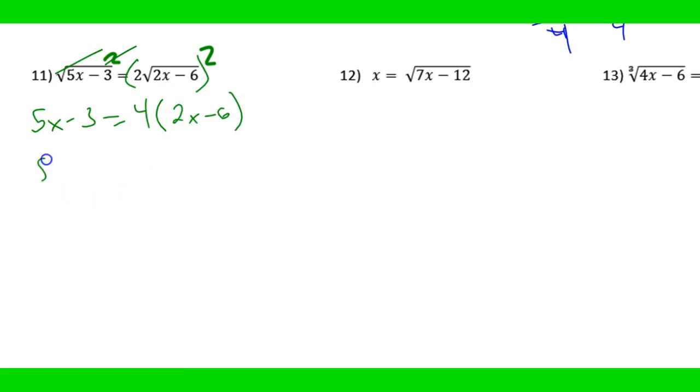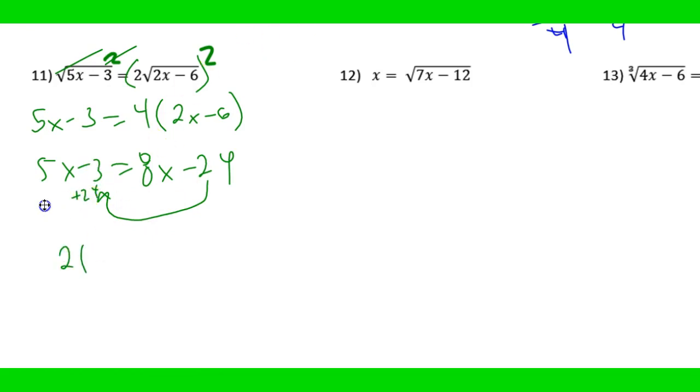All right. Now, distribute the 4, so you have 8x minus 24. And then we're going to solve everything. Combine like terms. I'm going to add 24 over here, so that's going to be plus 24. That's going to be 21. And then I'm going to subtract 5x on both sides. And that's going to be 3x. And then we divide by 3 on both sides, and x equals 7. You need to check it, though. All right. Check it.